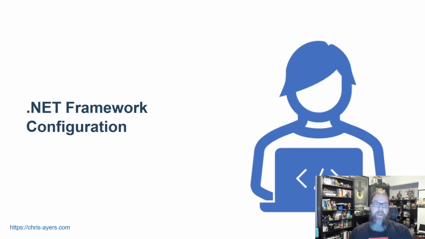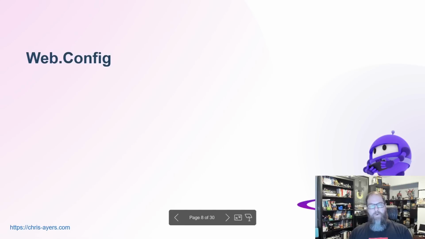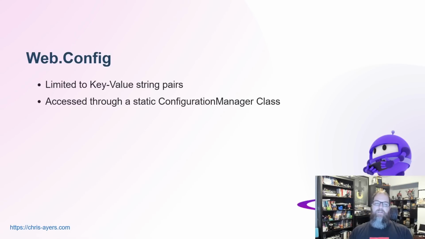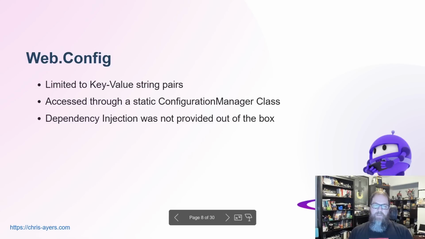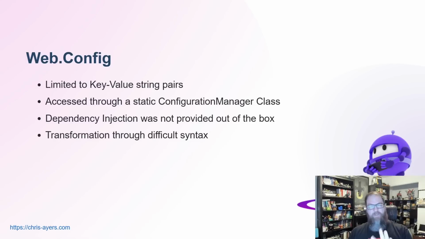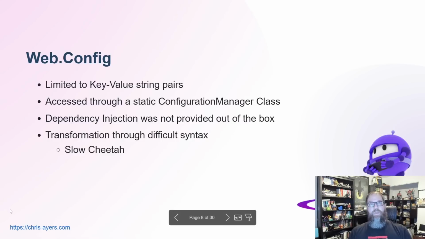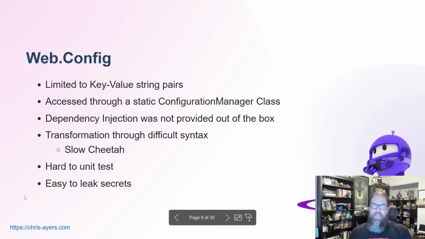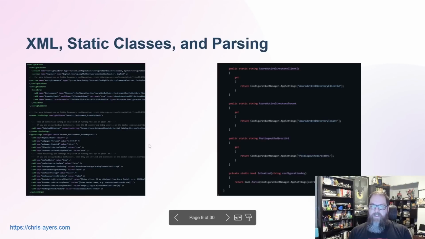So when we talk about the .NET Framework configuration, 4, 4.7, 4.8, web.config, everything's a key value pair. They're strings. We access them through a configuration manager. Dependency injection isn't provided. There's this transformation syntax, but it's kind of difficult, very easy to mess up. We did have SlowCheetah, which helped us, but it was very hard to unit test. It was easy to leak secrets. It kind of looked like this, and a lot of times we would wrap the configuration manager with an interface and a class so that we could do dependency injection.